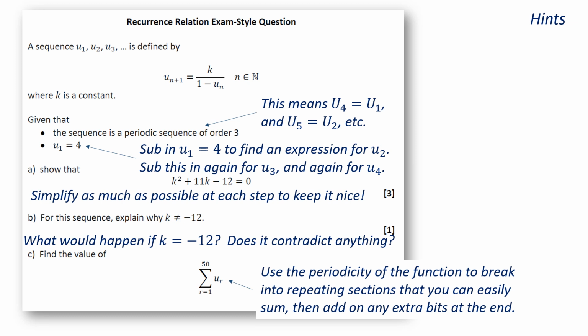It's a periodic sequence, so the 4th term and the 1st term have to be the same if it's a periodic sequence of order 3. And this is a really important point. Simplify as much as possible at each step.